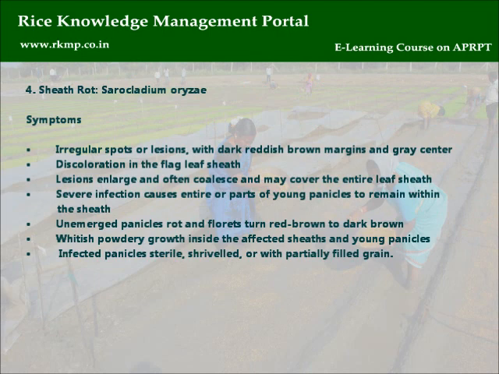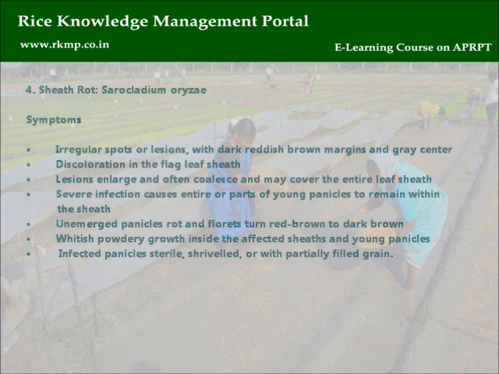Sheath rot, Sarocladium oryzae. Symptoms: irregular spots or lesions with dark reddish-brown margins and grey center. Discoloration in the flag leaf sheath. Lesions enlarge and often coalesce and may cover the entire leaf sheath. Severe infection causes entire or parts of young panicles to remain within the sheath. Unemerged panicles rot and florets turn red-brown to dark brown. Whitish powdery growth inside the affected sheaths and young panicles. Infected panicles are sterile, shriveled or with partially filled grain.